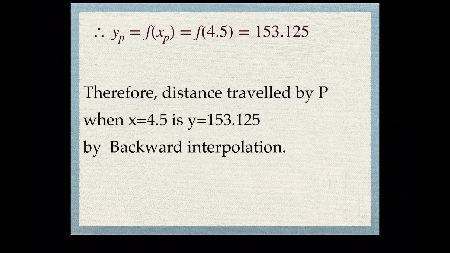Therefore, the distance travelled by P when x is equal to 4.5 is 153.125 by backward interpolation. If the point which has to be found lies near the last value xn, then we will consider backward interpolation. If it is lying near the initial point x0, then we will consider forward interpolation. Okay? So this is something we need to keep in mind.